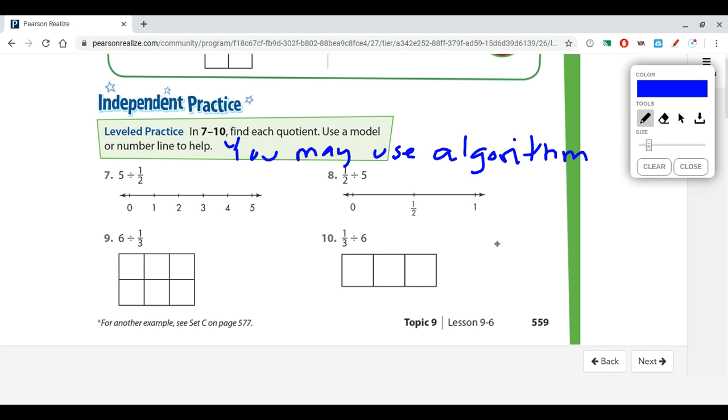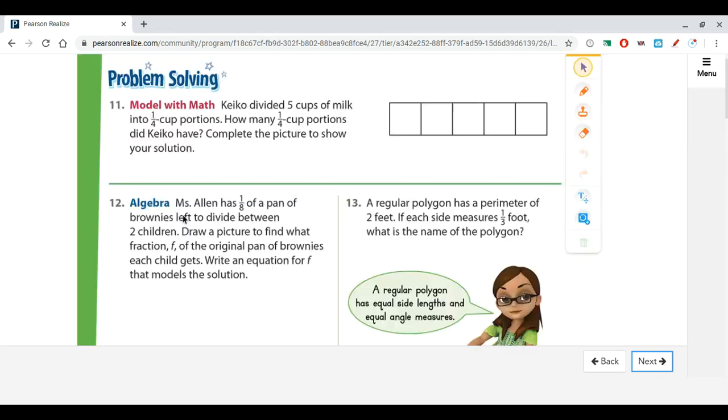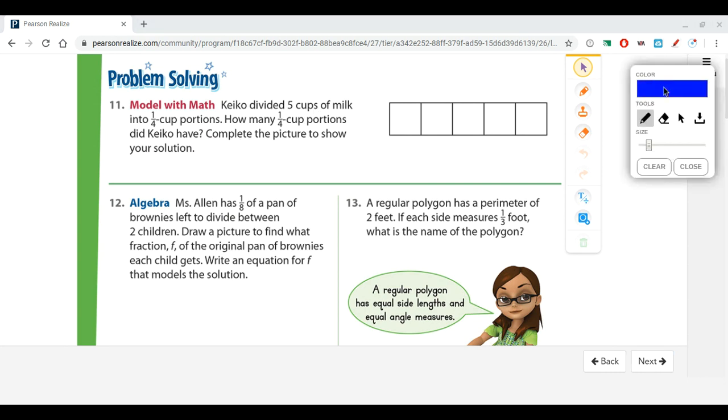Okay. All right. And then on your math practices and problem solving, this one I do want you to complete the picture to show your solution. So I do want some practice with that modeling as well. So I would like for you to do problem number 11. Actually, I'd just like for you to do the models. You're going to do 12, 13, 14, and 15. So today's practice, you're going to do 7 through 15 all.